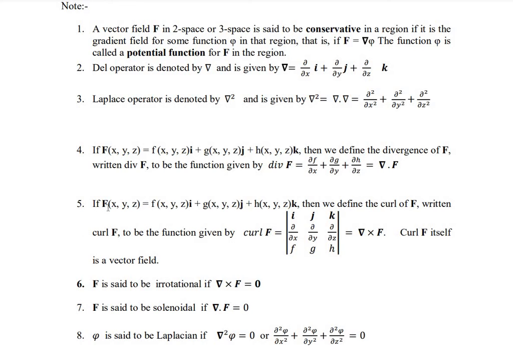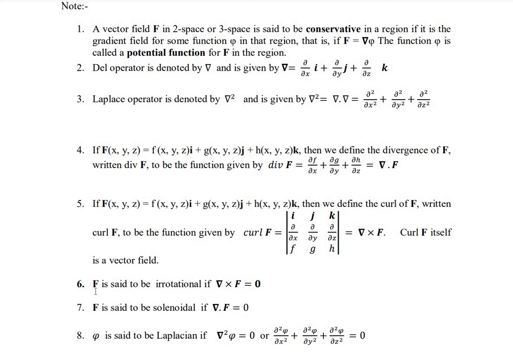Then the next one, if vector f of xyz is equal to f of xyz i cap plus g of xyz j cap plus h of xyz k cap, then we define the curl of f, written as curl of f, to be the function given by curl of f is equal to the determinant of i j k, dou by dou x, dou by dou y, dou by dou z, f g h. So that you can write as del cross f. Curl of f itself is a vector field.